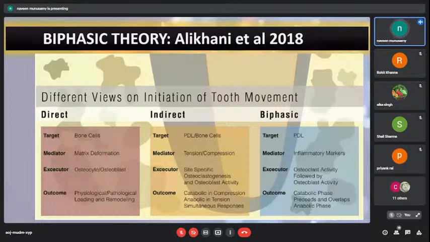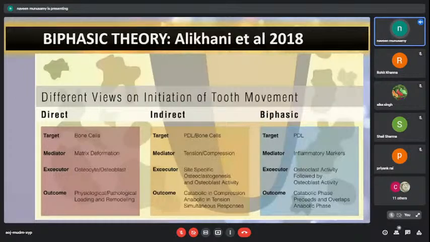But according to the biphasic theory, with the inflammatory markers which are released because of trauma to the periodontal ligament whenever we apply orthodontic forces, there is always an initial osteoclastogenic activity. That means that there is a delay between the osteoclastic process and the osteoblastic process. Osteoclastic process he named as catabolic process, and osteoblastic process he called anabolic process. So according to the biphasic theory, whenever we are doing orthodontic tooth movement, initially there will be a catabolic activity.